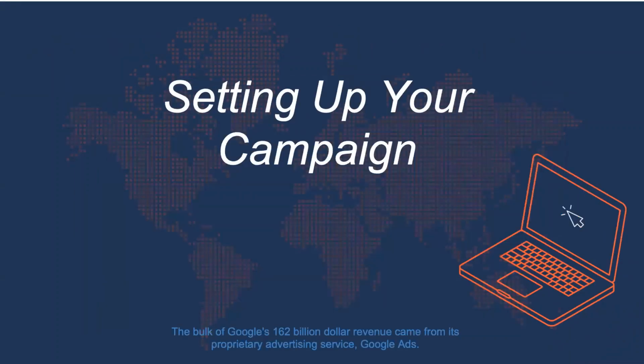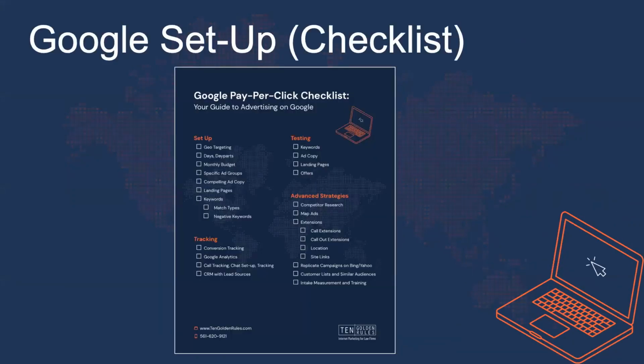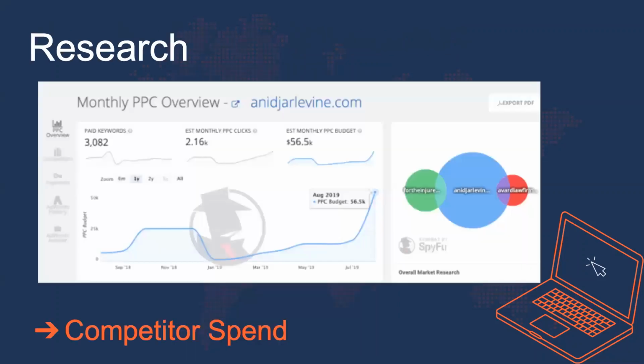So how do you set up your campaign for success? The first thing is use our checklist. And everybody got a copy of this checklist when they registered for the webinar. We'll send the checklist out with the recording as well. So if you don't have it, go through and use the checklist as you're setting up your pay-per-click campaigns, and make sure you're doing things like the tracking, the testing, and the advanced strategies as well.